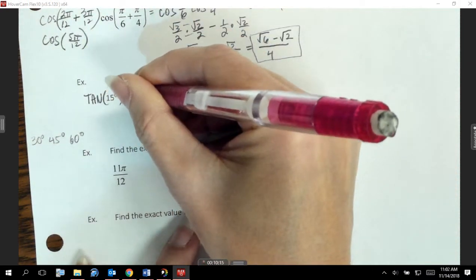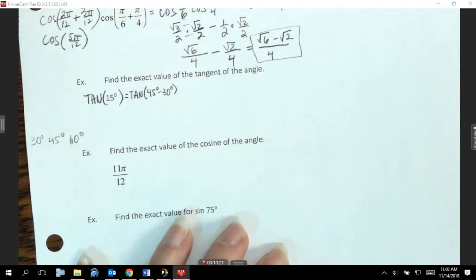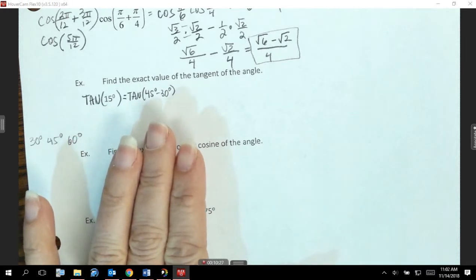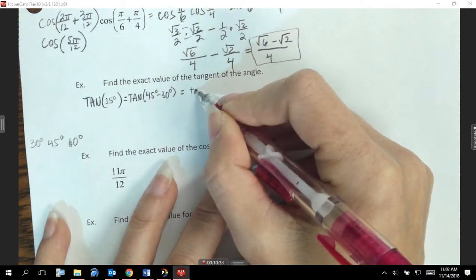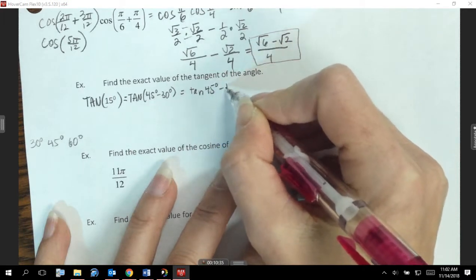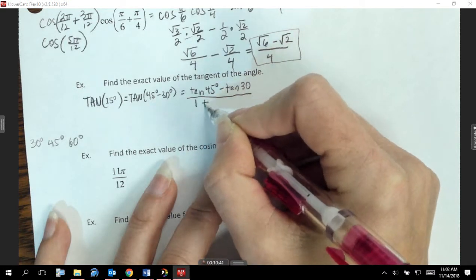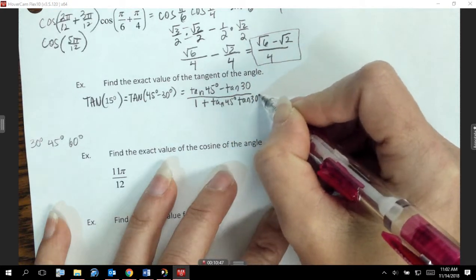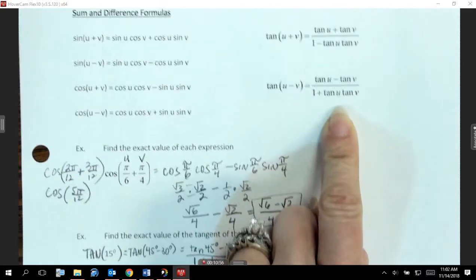So I'm going to rewrite this as tangent, write it small, 45 degrees minus 30 degrees. Then that's a subtraction or a difference formula. So we're going to go up to the top and look at our formula and plug everything in where it goes. The difference tangent formula says, do tangent 45 degrees minus tangent 30 degrees, divide that answer by 1 plus tangent 45 degrees multiplied by tangent 30 degrees. Where did I get that formula? Never mind, I know it. Okay. So I got that formula, if you're not sure, from right here.